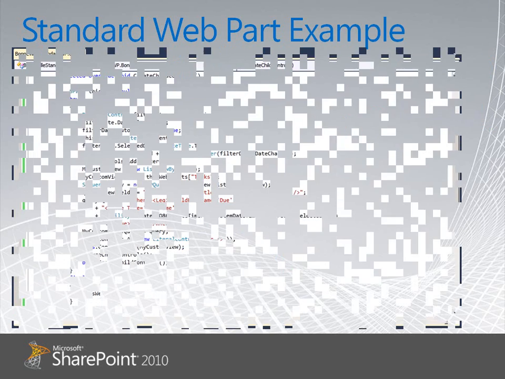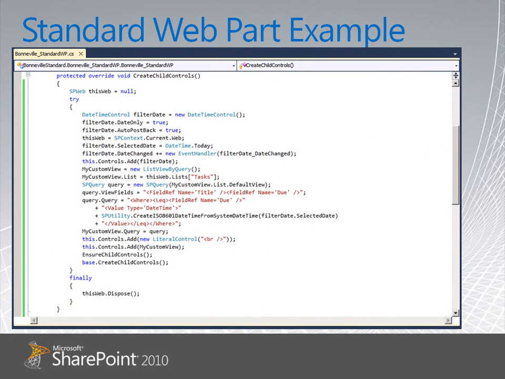You can also use the render method, but typically you can achieve most of what you need in createChildControls. So here's a standard web part example, and you'll see this in the next demo, but very briefly we've overridden the createChildControls method and we've started interacting with SharePoint. So for example, we've instantiated an object variable called thisWeb, and in our code, actually within the try block, we set it equal to the current web via SPContext.Current.Web. But we also have date time controls and list view by query controls, and we can manipulate their properties and call their methods as we see fit inside createChildControls.